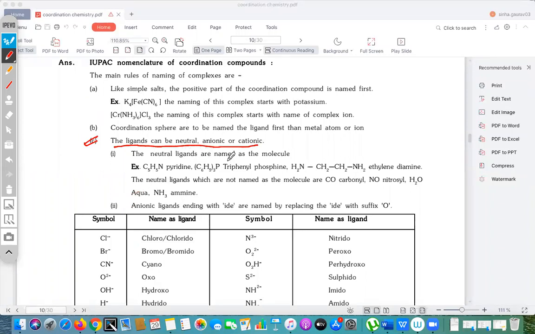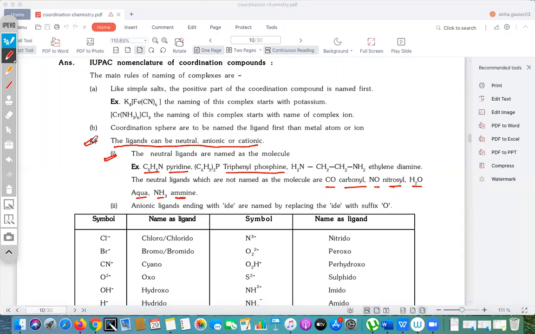Neutral ligands are named as the molecules. Like C5H5N, when it is pyridine, we'll write pyridine. Triphenylphosphine, (C6H5)3P, no change in this. Ethylenediamine, no change in this. Neutral ligands which are not named as the molecules are CO as carbonyl, NO as nitrosyl, H2O as aqua, NH3 as ammine, with a double M, must take care of it. This first point is very important.